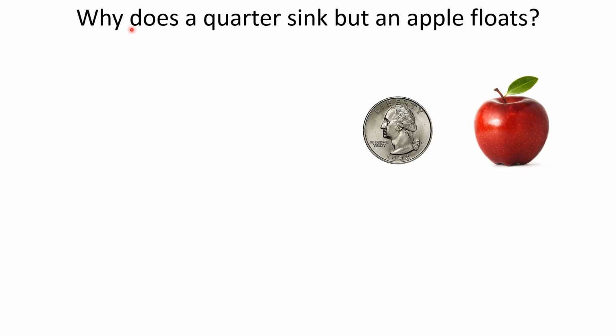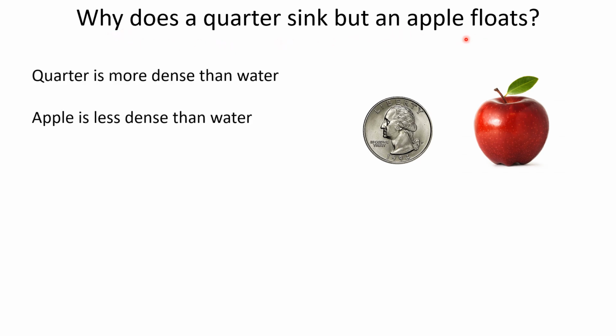So we talked about this last time. Why does a quarter sink but an apple floats? Well, a quarter, and we're talking about in water, is more dense than water. So when you put the quarter in water, the quarter is going to sink. So anything more dense than water will sink in water. Whereas an apple is less dense than water. So when you put the apple in water, it's going to float.